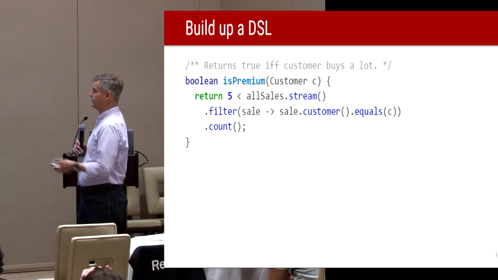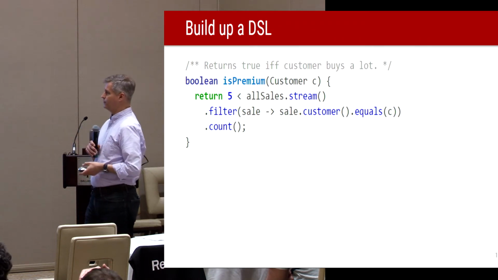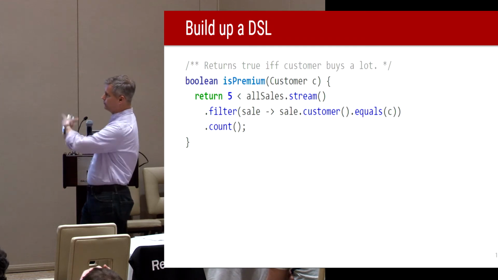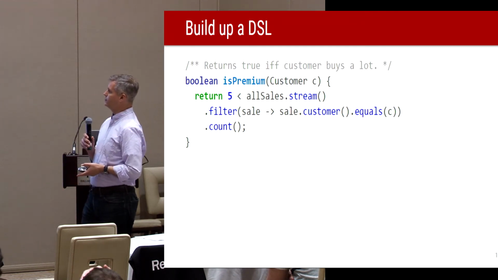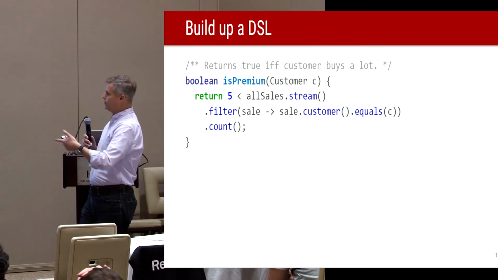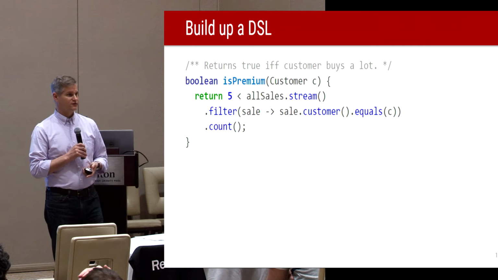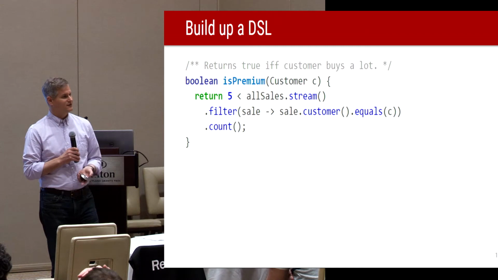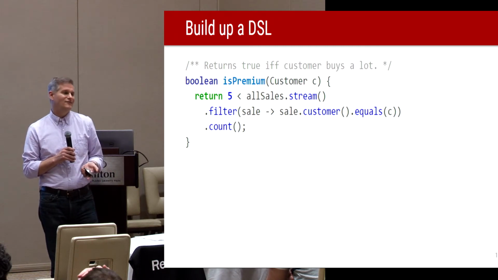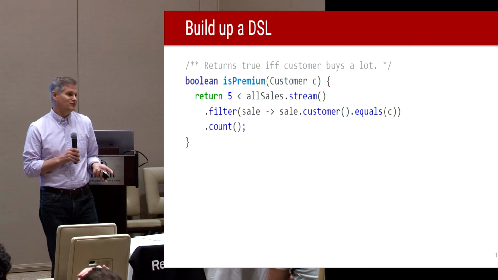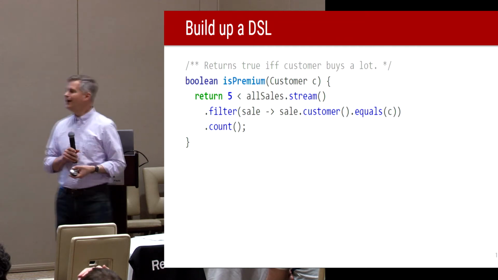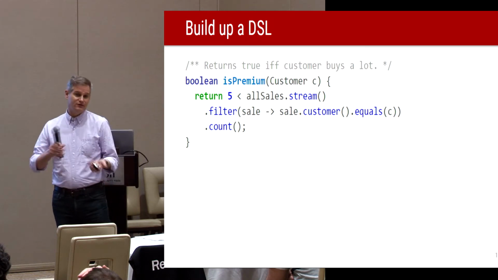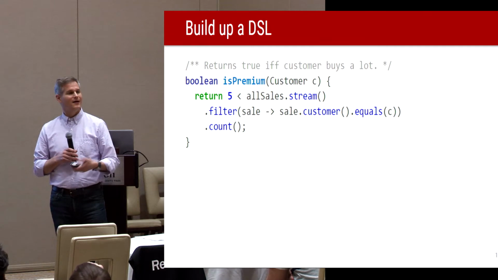It's called isPremium, takes in a customer, and what it does is it returns if 5 is less than all sales, stream all the sales, filter the sales, here comes a new lambda. If the sale.customer equals the customer that was passed in, great, I'll keep it in the stream, and then I'm going to count the number of things in the stream. If you guys are a little bit grumpy about this code, you should be. Because the thing is, it's as simple as if you've got 5 sales, you're a premium customer. That's what you want the code to look like, right? And if the code doesn't look like that, you haven't really built up the domain-specific language that you wanted.